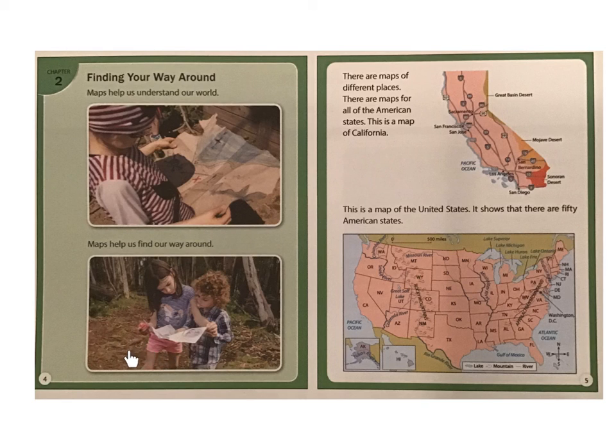Now remember, a map is a drawing of a place. Maps can show anywhere from a very small place, such as a classroom or a city or a town, to a very large place, such as a state or a country.